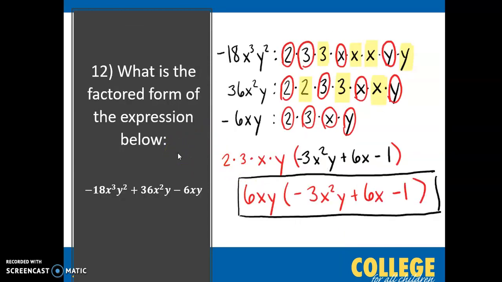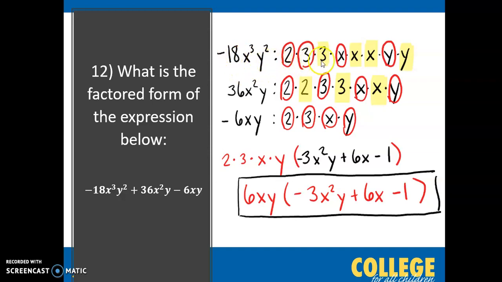Number 12, what is the factored form of the expression below? So we have negative 18x to the third power y to the 2 power, plus 36x squared y, minus 6xy. I write down all of the terms separately, and then I factor them. I use a little factor tree.